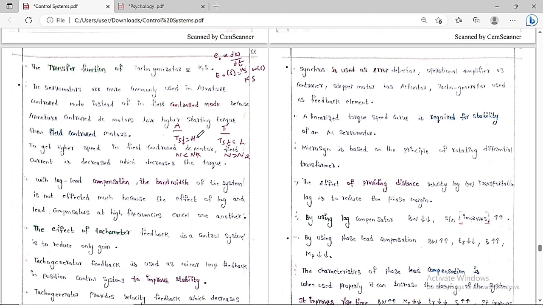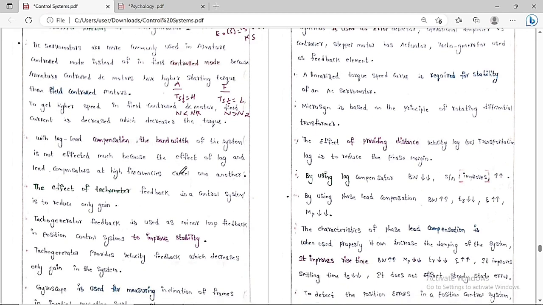The next point is, with the lag lead compensation, the bandwidth of the system is not affected much because the effect of lag and lead compensators at higher frequencies cancel one another.